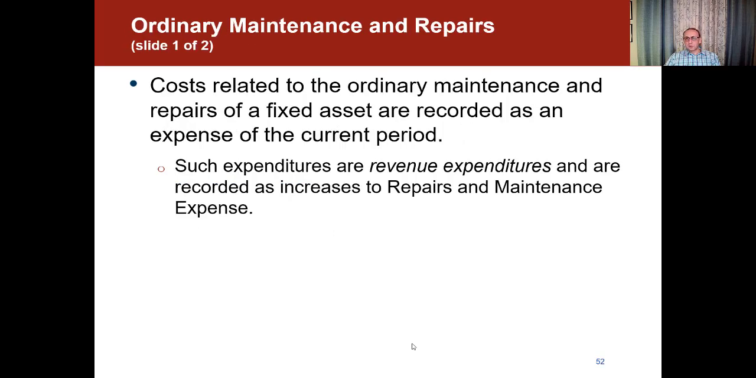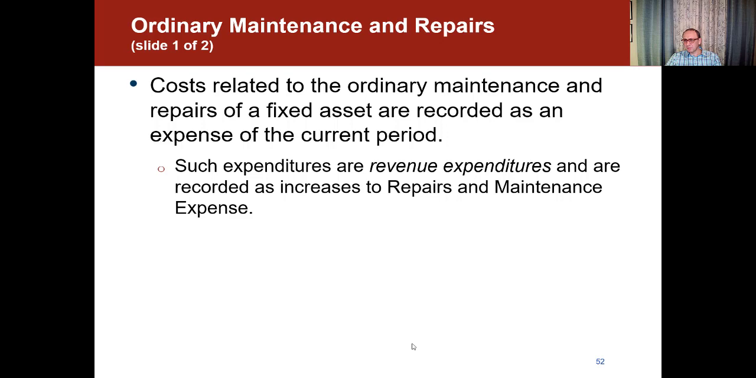So now let's start with the ordinary maintenance and repairs and see how it works and the journal entries related to it. Costs related to the ordinary maintenance and repairs of the fixed assets are recorded as an expense of the current period. Such expenditures are revenue expenditures and are recorded as increases to repairs and maintenance expense. They have nothing to do with the cost of the asset and should not be recorded as part of the asset. We have to record them as part of the income statement.